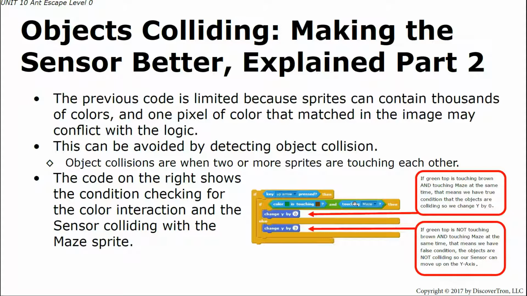If it's true that both of these are happening, then we will perform the first action, which means the top of the sprite is touching brown, and that brown is part of the maze. So we're saying Y will change by 0, therefore the sprite will not move up. If one of these is false, or both of them are false, it only takes one since we're using an AND condition, it will allow the sprite to move upward by changing its Y position. It's pretty cut and dry.